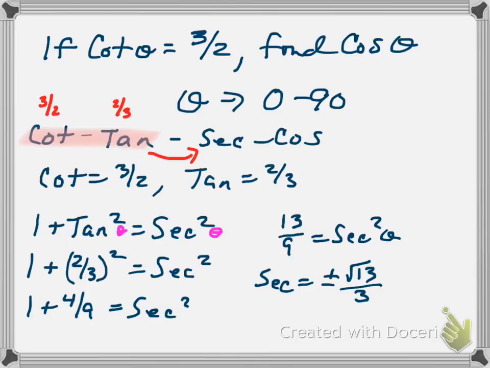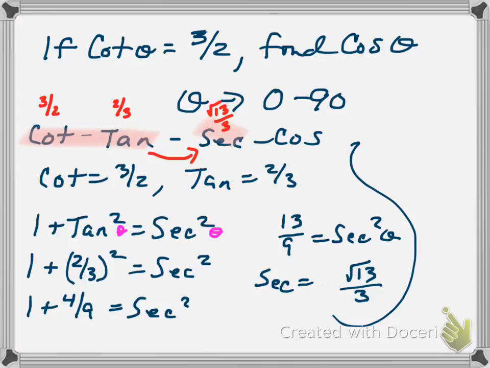And so to figure out the sign of a secant, you look at the sign of its flip function. The secant is the flip of the cosine. So in the first quadrant, cosines are positive. So that means secants are positive. So you look at the trig function that's on the unit circle, cosine, it and its flip are going to be the same sign. So it's positive, so the secant is positive. So at this point our answer is root 13 over 3.